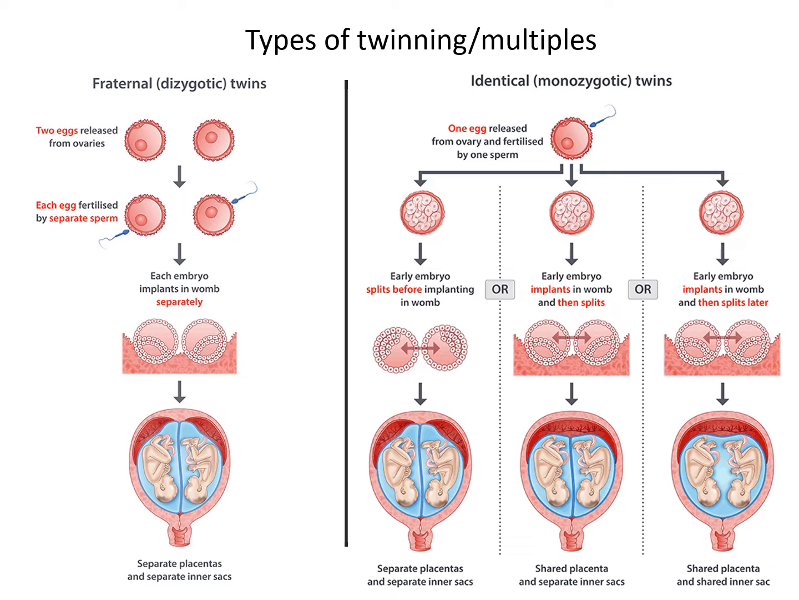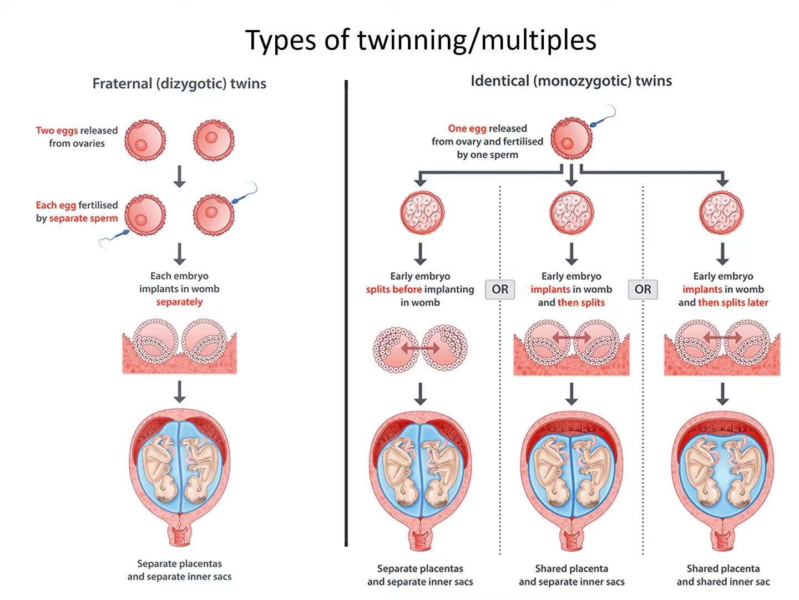Typically for second and third trimester fetal cardiac exams, the type of twins or multiples is predetermined by the referring obstetrician or maternal fetal specialist and is therefore not determined during the fetal cardiac exam. So determination of chronicity will not be part of this presentation.